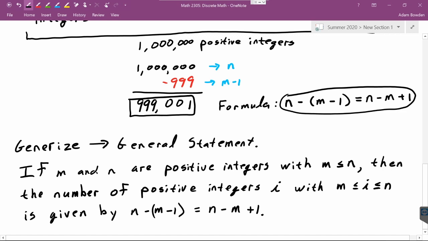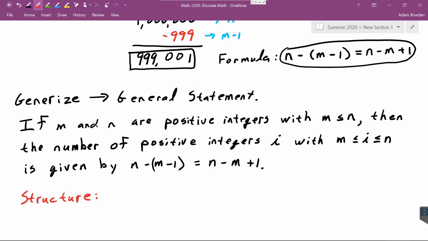And so this is a very rigorous statement which takes into account all the different parts of the problem, of the statement, and sets up each individual variable specifically for what it needs to be. It sets up the m and the n as positive integers with one less than or equal to the other, and then sets up the number of positive integers between the two, counting those up with the letter I, is given by this formula here.